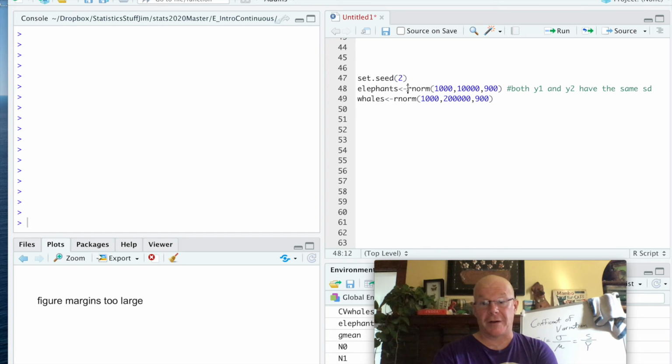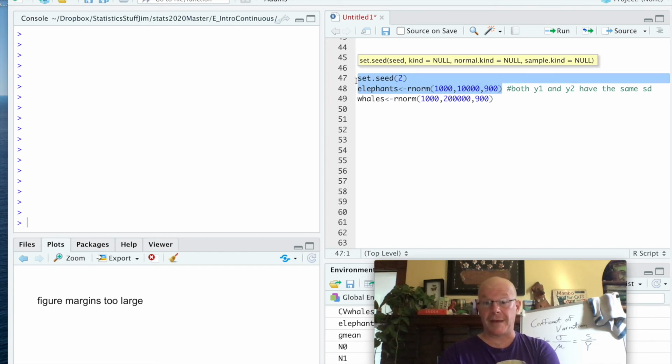Okay? So I'm going to use the rnorm function, which is going to give me random normal variables. I'm going to say that I want 1,000 random normal variables. For elephants, I'm going to pretend that the mean weight of elephants is 10,000 pounds, and then I'm going to say that the standard deviation is 900. And so this will generate 1,000 random draws from a population with a mean of 10,000 and a standard deviation of 900.